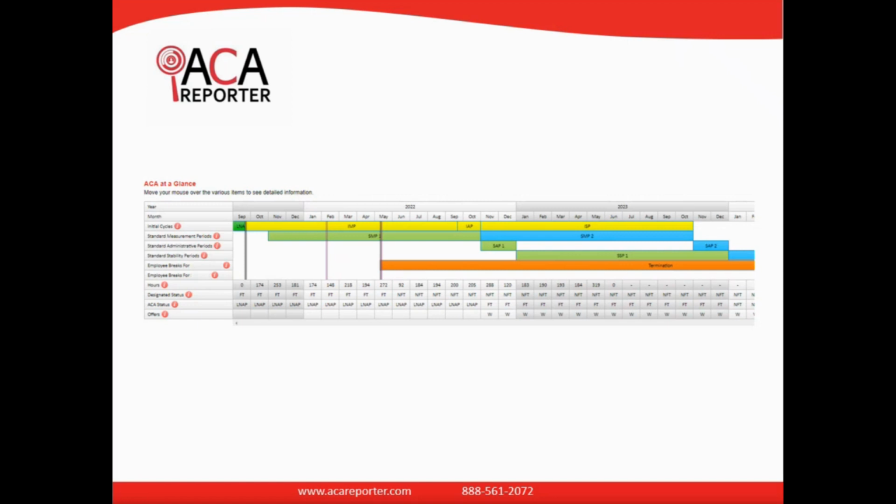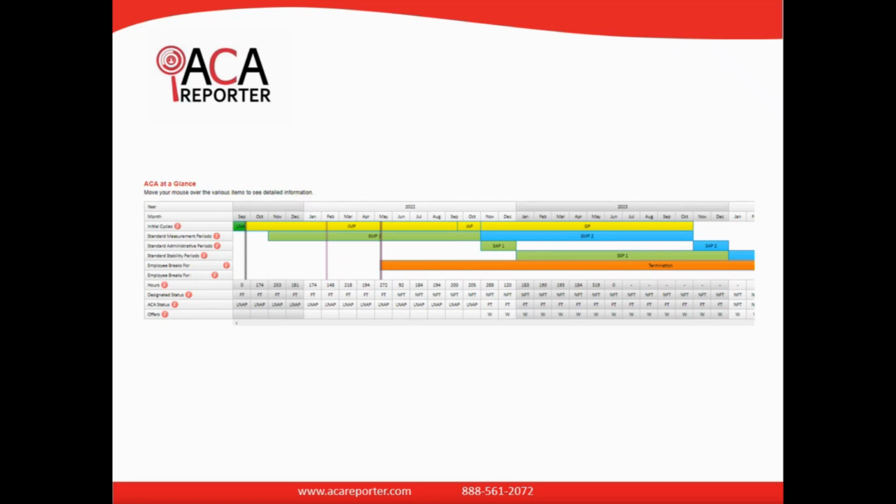So in this example on the screen, we've got somebody who just started working all the way through the end of their first stability period. So when they first get hired, they go into an initial measurement period, and that's the yellow line across the top, and that's going to roll into initial admin period and initial stability period.